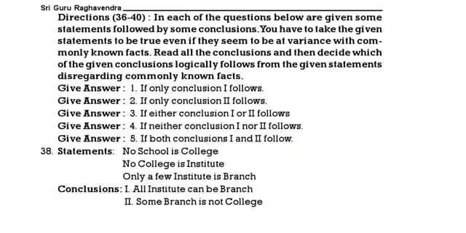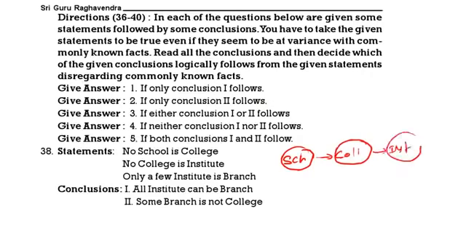Next question. No school is a college. This is the first thing. No college is institute. That is the next thing. Only few institute are branch. That is the third thing. Then all institute can be branch does not follow. Here only few institute are branch means some institute are not branch. Some branch is not college.